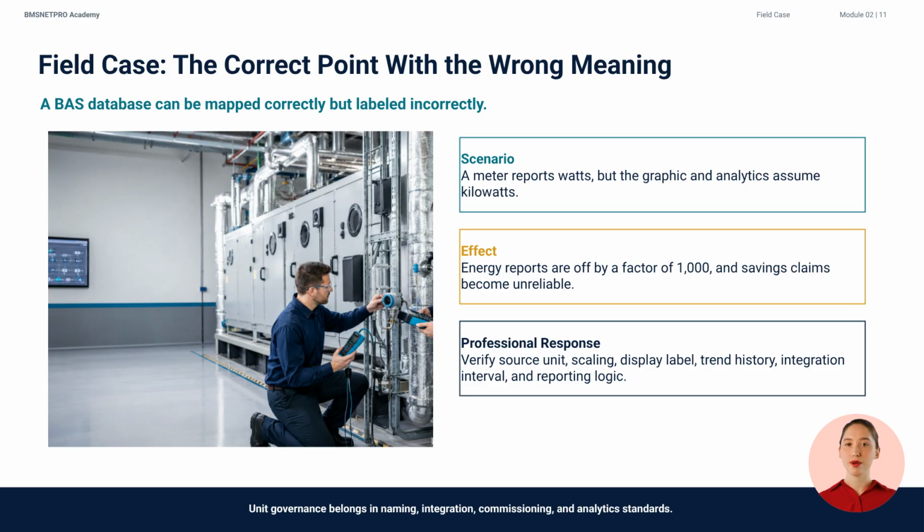The manager's note in the chapter reminds us that many BAS database problems are unit problems. A point may be mapped to the correct equipment, but labeled incorrectly. A meter may report watts while the graphic assumes kilowatts. A pressure transmitter may be configured in pascals while the sequence compares it against inches of water. The professional response is not to trust the graphic. It is to verify source unit, scaling, label, range, trend history, and the decision logic that uses the point.